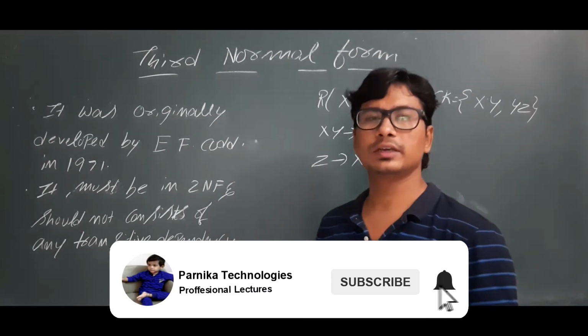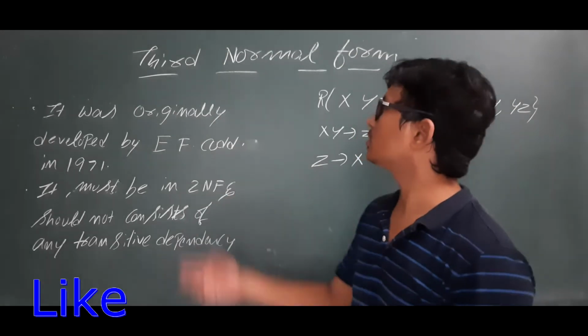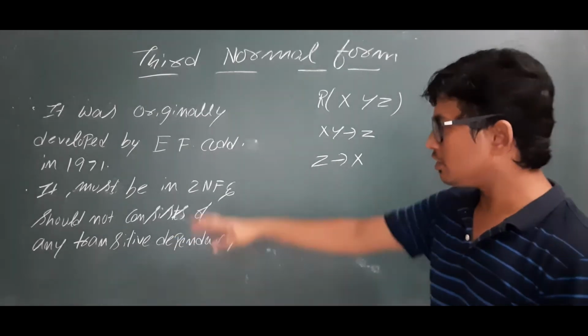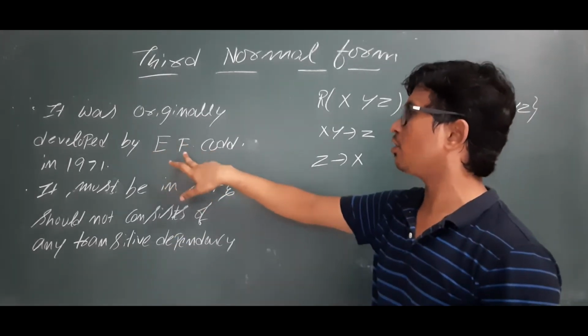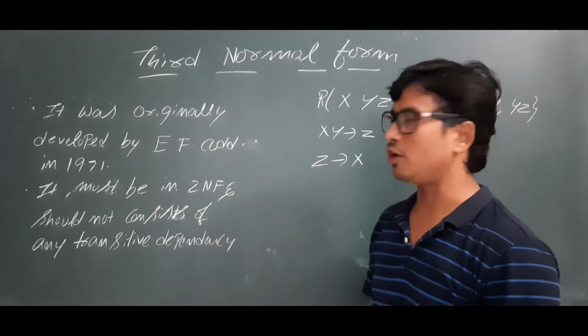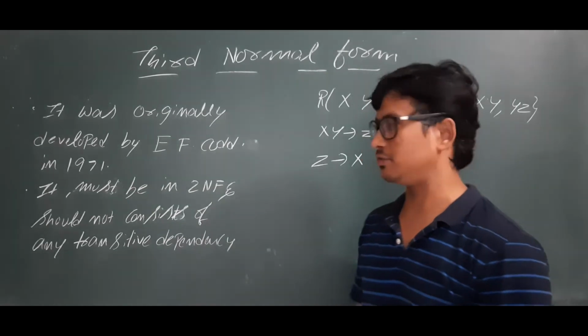Good morning students. In this video we will discuss third normal form. In short, we can call it 3NF. It was also originally developed by E.F. Codd in 1971. Even 2NF was designed by E.F. Codd in the same year, 1971.